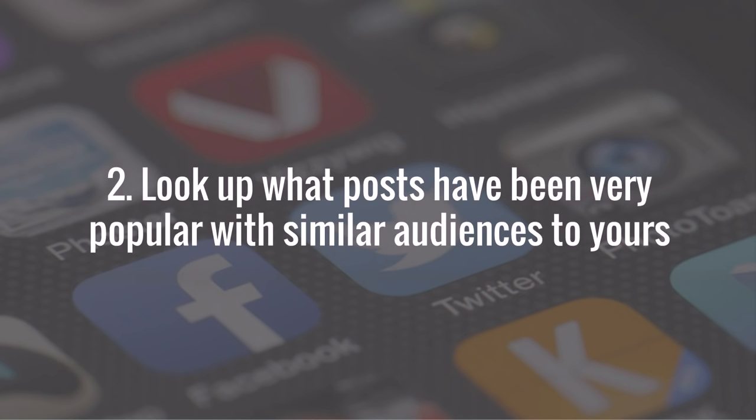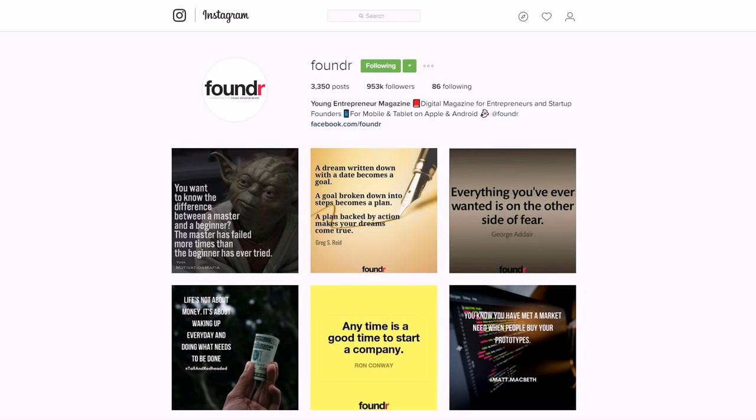Number 2, look up what posts have been very popular with audiences similar to yours. You're always going to have competitors, even if they're not direct competitors. You're going to have people on social media that have similar audiences to what you're looking to build. So if you're Entrepreneur.com, you might be competing with Founder Magazine on Instagram. If you're Business Insider or Forbes, it might be the same thing. You're competing with each other.